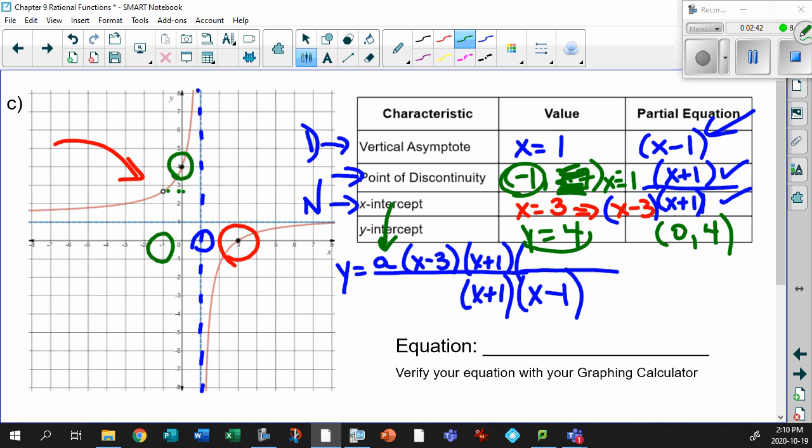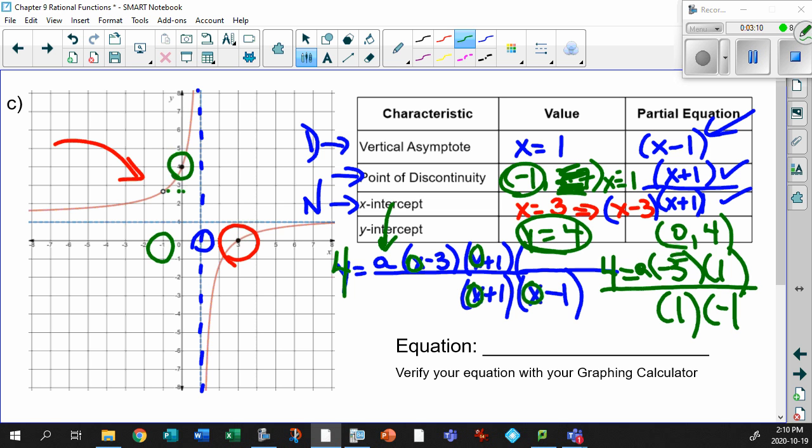Okay, so y equals 4. Don't forget all your zeros. So if this equals 4, that's 0, that's 0, that's 0, that's 0. Check it out, okay? You have minus 3, so this is 4 equals a. On top, of course, minus 3, and a 1. On the bottom, you have a 1 and a minus 1.